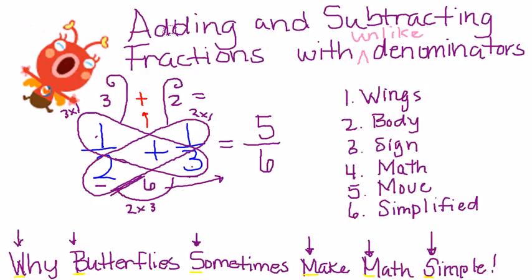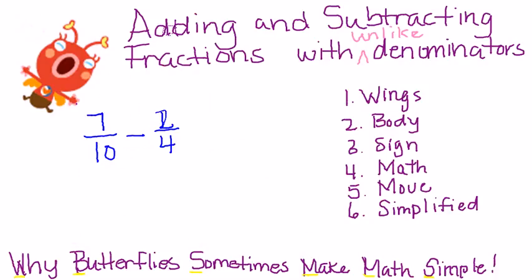We'll try subtraction this time. Alright, now we're trying to solve 7/10, and we want to take a fourth away. And again, the first thing I notice is that the 10 and the 4 are not the same. So that means I'm going to have to get those so they have the same denominator. So I'm going to start my butterfly.